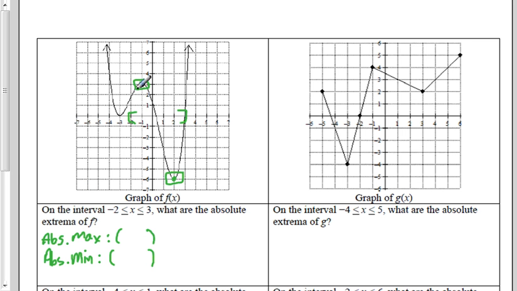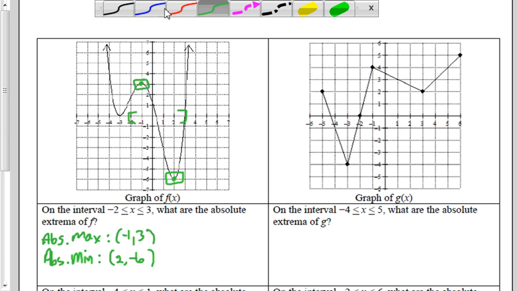That's the very largest point and the very lowest point. And I can see here that the max between negative 2 and 3, this is the largest point. That's going to be negative 1, 3. And the absolute min is going to be this point right here, which is 2, negative 6.